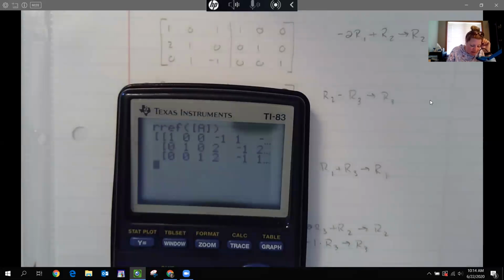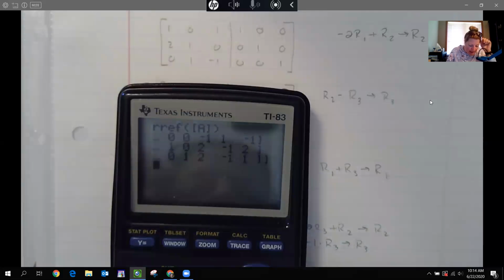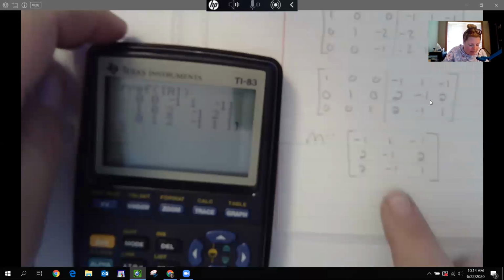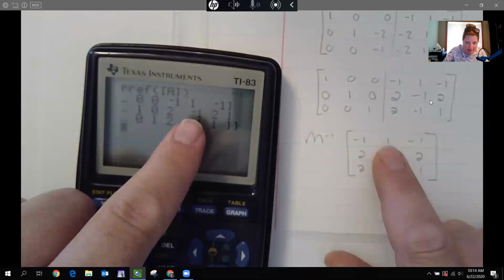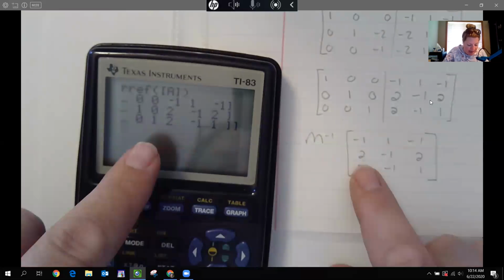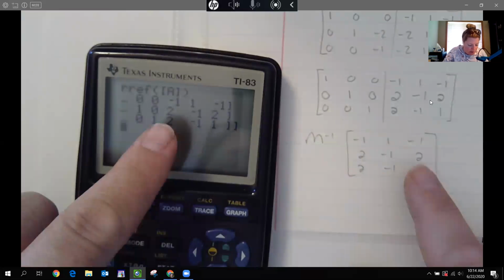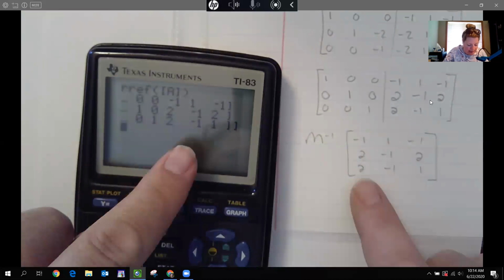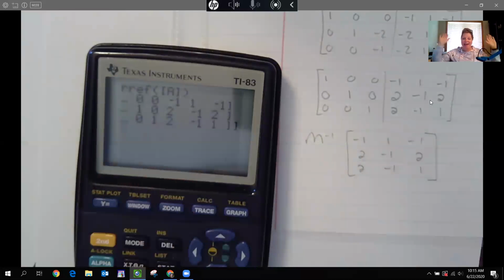Okay, so I kind of have to scroll over. And then it should be the same answer we got here. So negative 1, 1, negative 1, 2, negative 1, 2, 2, negative 1, 1. Yay! Calculator did it for us.